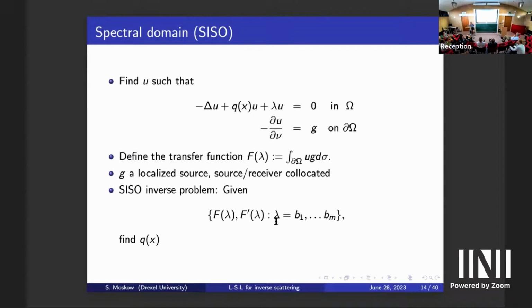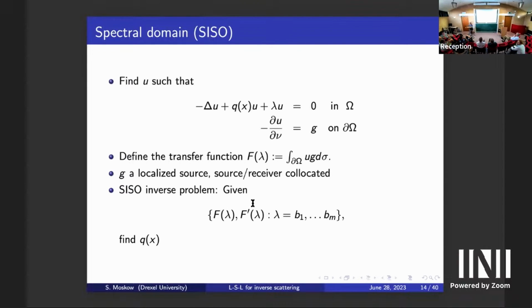I take the value of the transfer function, or the integral of the solutions to this equation, depending on lambda, at several spectral values, and also its derivative with respect to lambda. So it becomes kind of like a Hermite type interpolation problem. So imagine that I've gotten this data in the spectral domain, and from there reconstruct Q. So this is the spectral domain version of this inverse problem.